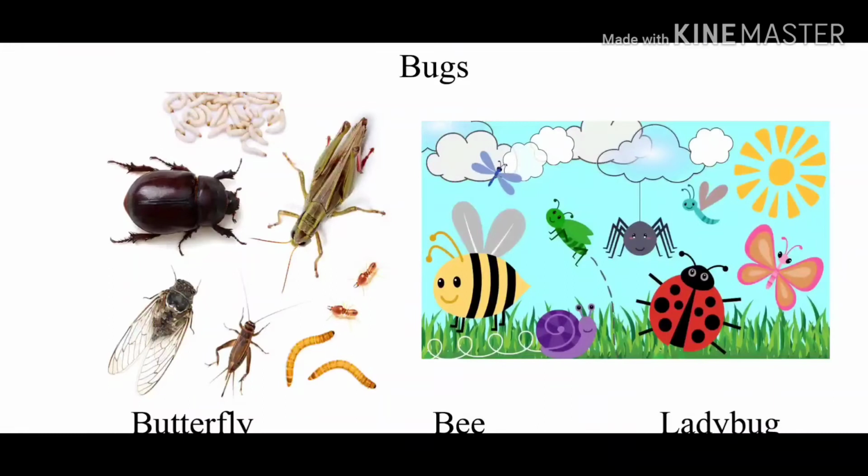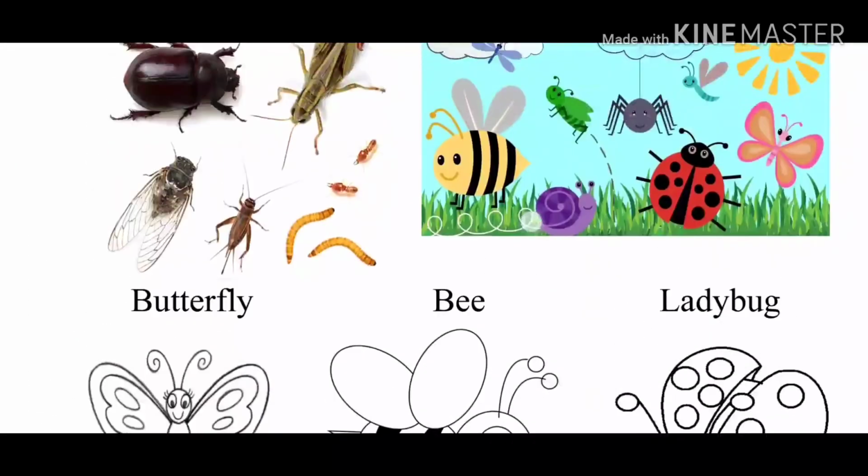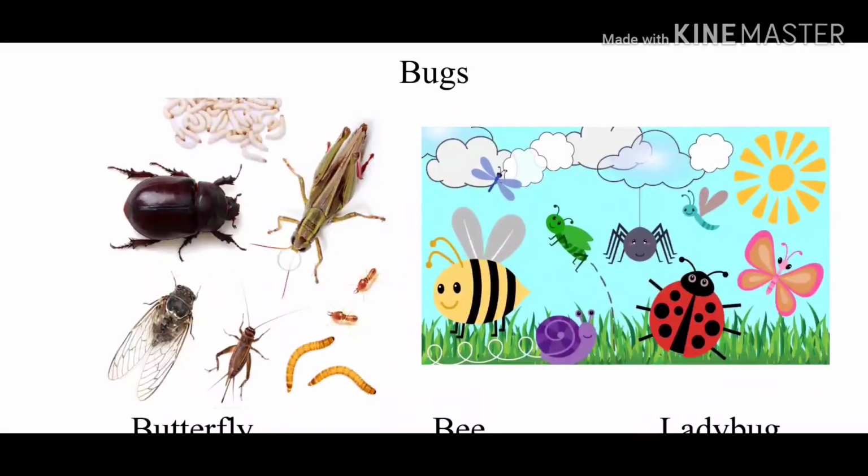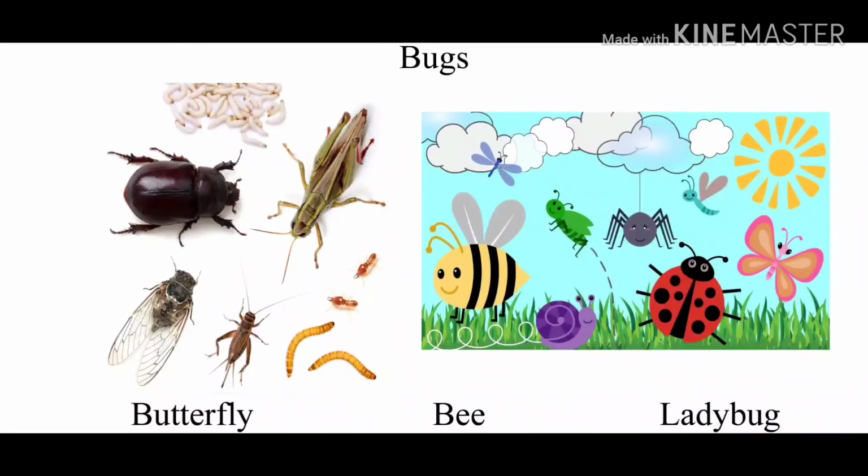So, all of these are things that we call bugs. So these are bugs. Can you name any of the bugs that are in this picture right here? We've already talked about some of them.